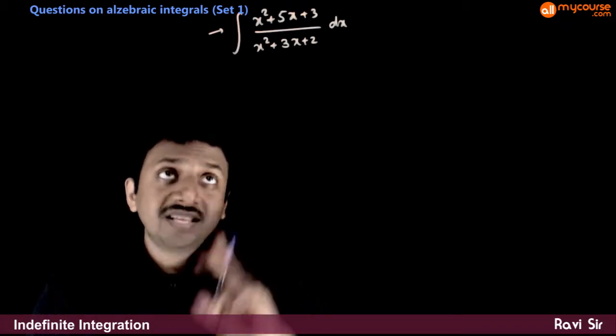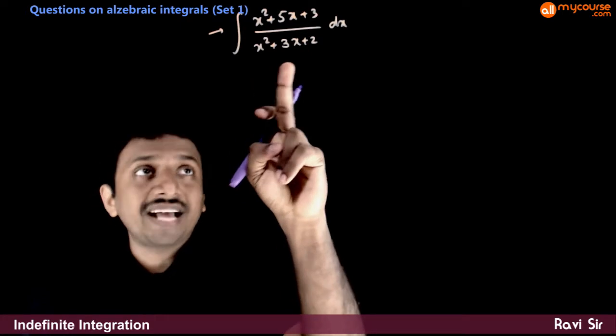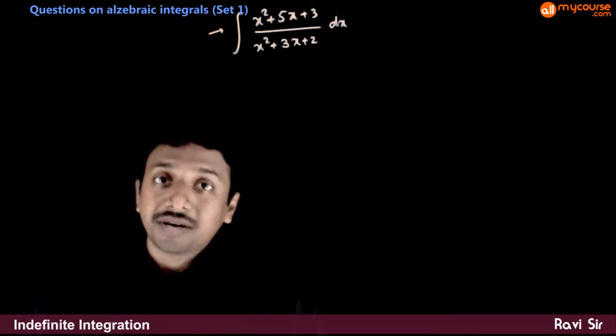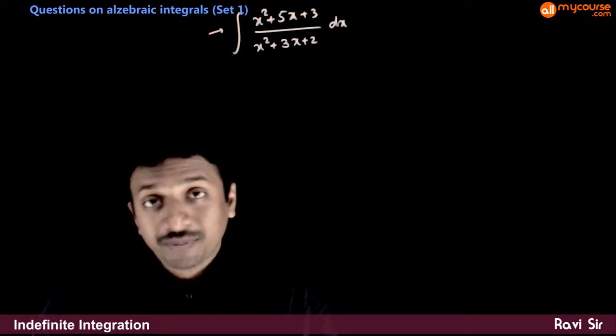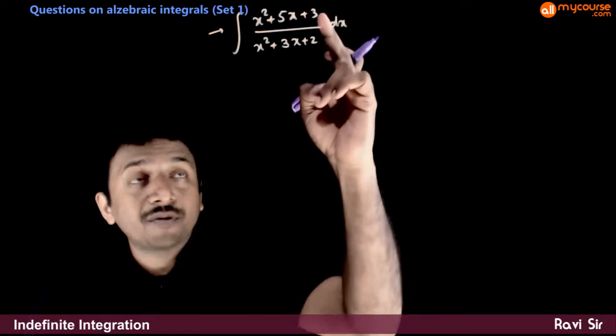So next, in this question you're asked to integrate (x square plus 5x plus 3) by (x square plus 3x plus 2). This is quadratic by quadratic this time. In the previous question we had linear by quadratic. In this question you have quadratic by quadratic.